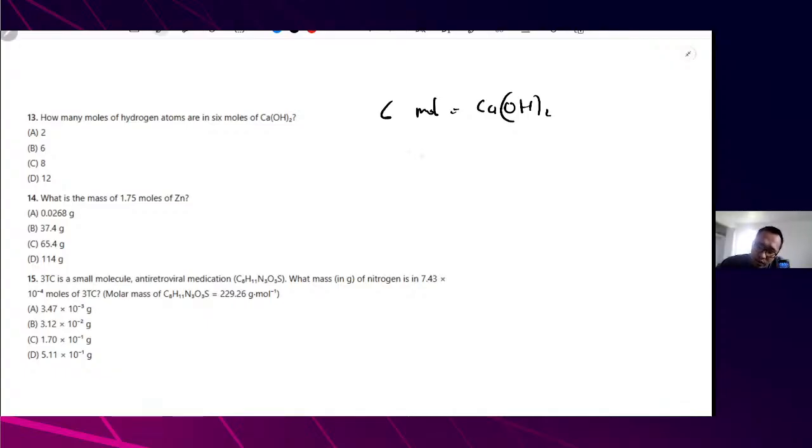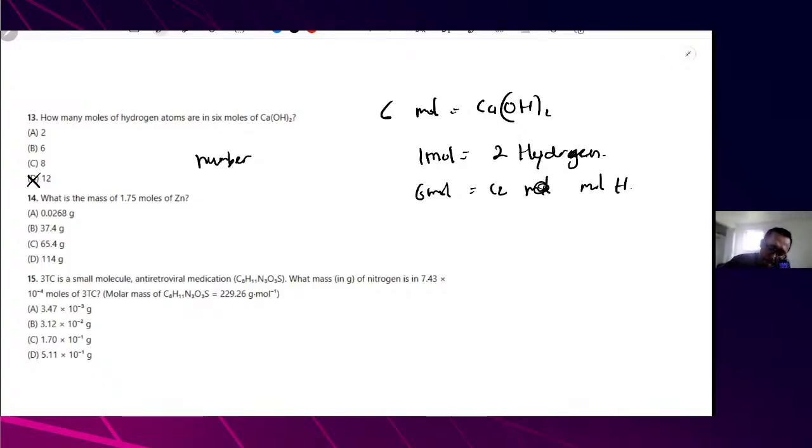Every one mole contains 2 hydrogen atoms. And how about 6 moles? So it contains 12 moles of hydrogen atoms. So it should be 12. That's so simple. So the number of moles times this one, the subscript.